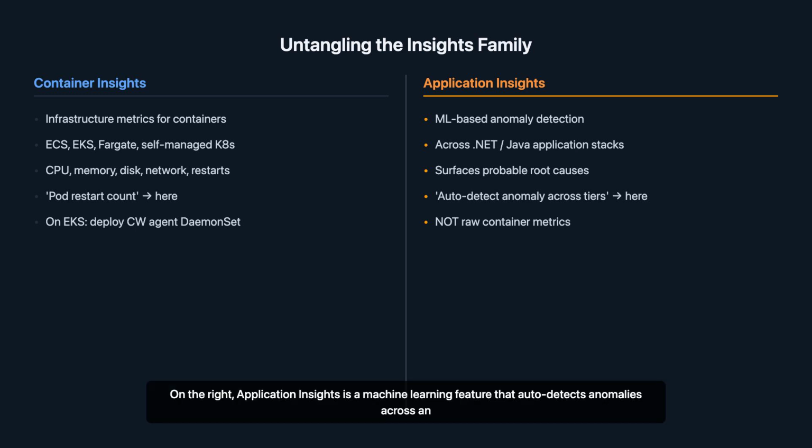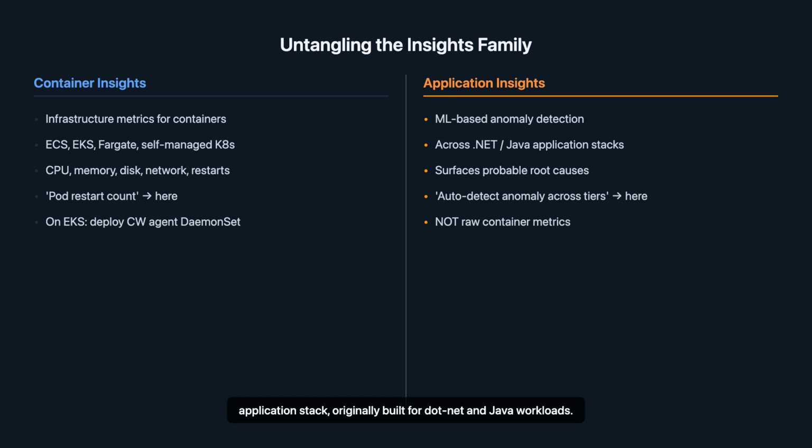On the right, Application Insights is a machine learning feature that auto-detects anomalies across an application stack, originally built for .NET and Java workloads. It tells you something is wrong somewhere in your multi-tier app and points at the probable cause. It does not give you raw container metrics. The decision rule is simple: if you need infrastructure numbers, reach for Container Insights. If you need to diagnose multi-tier application behavior, reach for Application Insights.